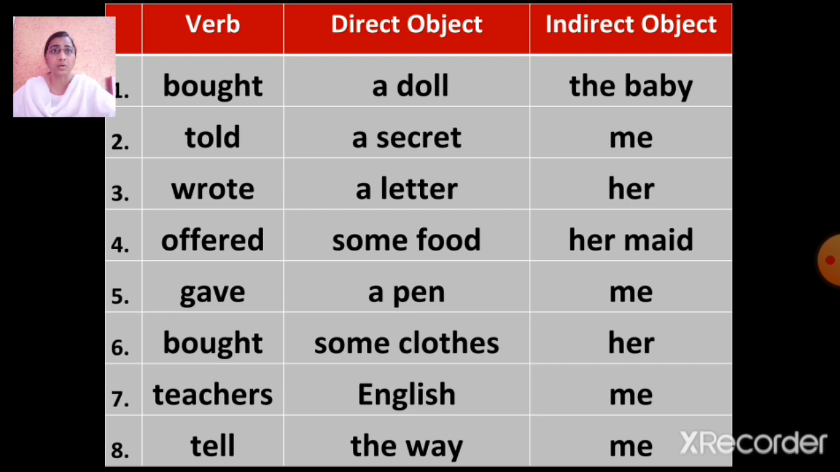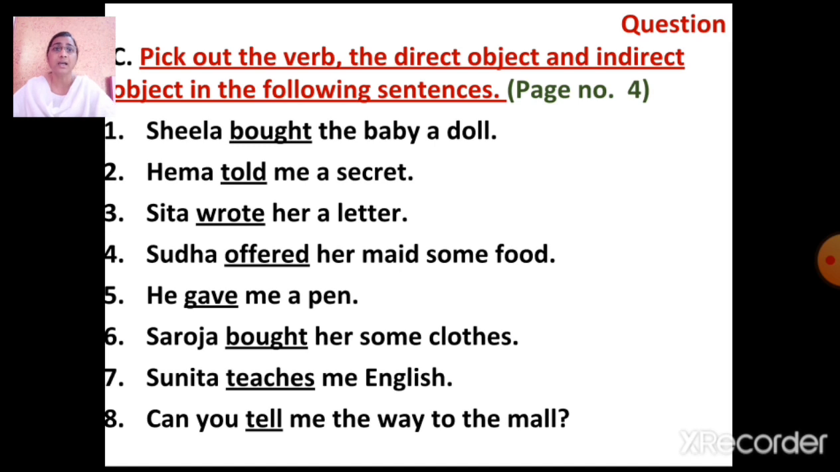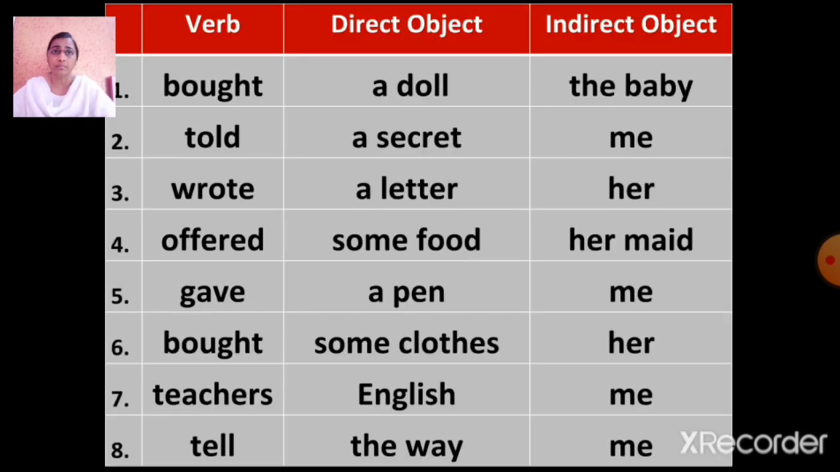Alright, now let's look at the next sentence. Hema told me a secret. Now here told is a verb, right? Then a secret is direct object and the indirect object is me.